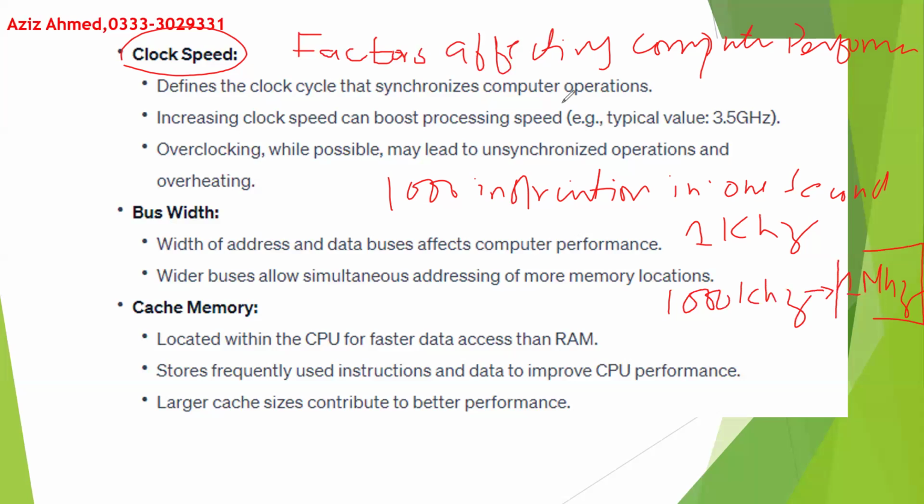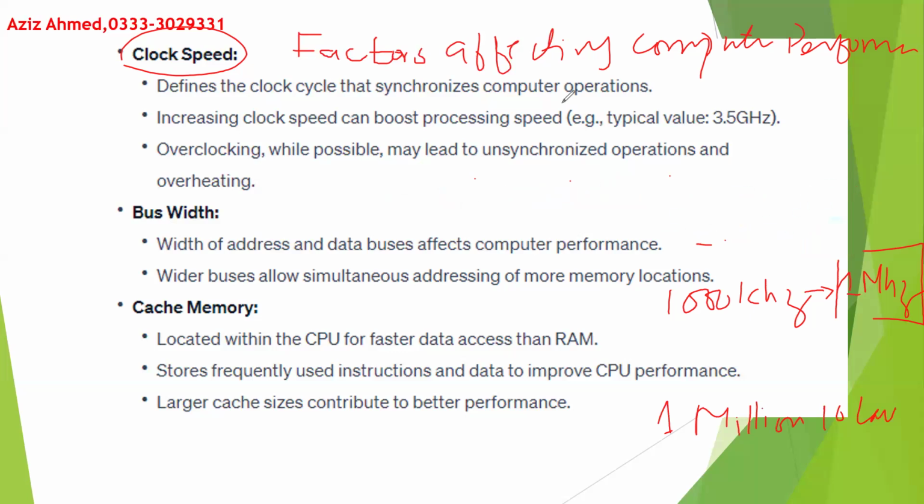You got my point? If a computer processes 1000 kilohertz, it means it has processed 1 million instructions. 1 million means 10 lakh.